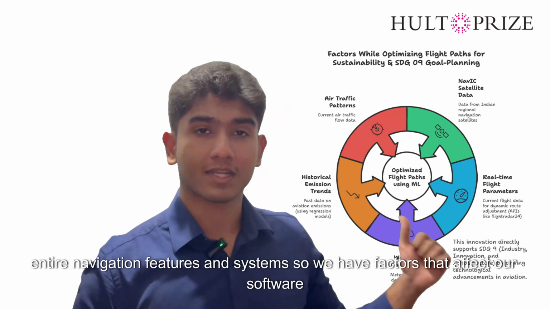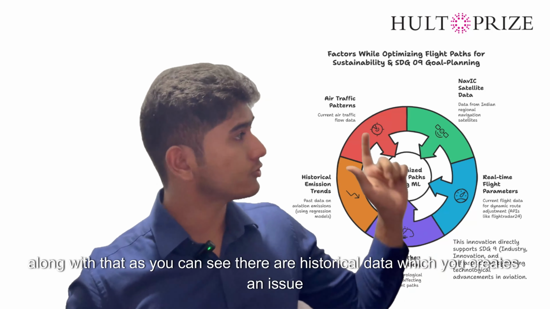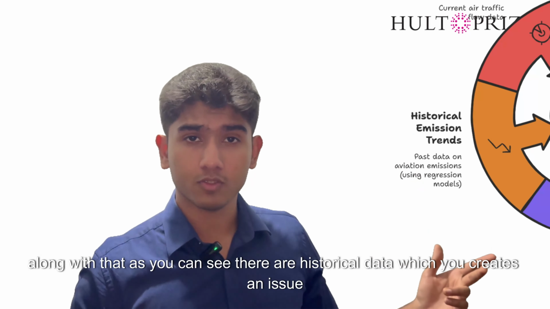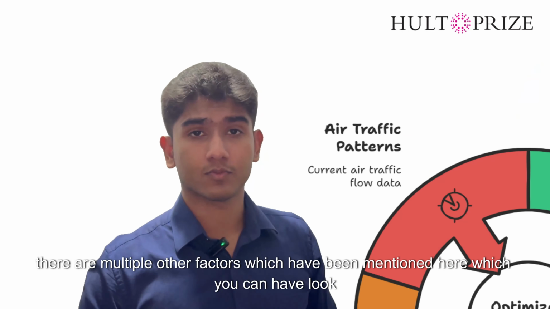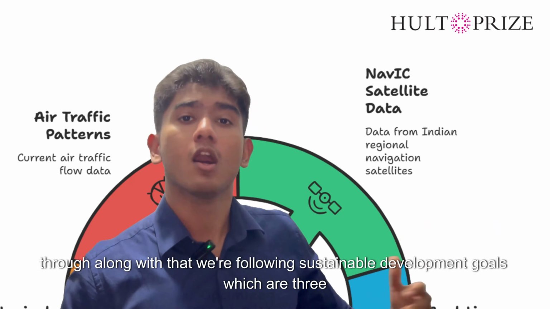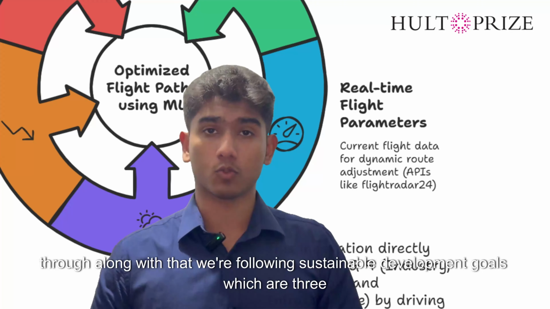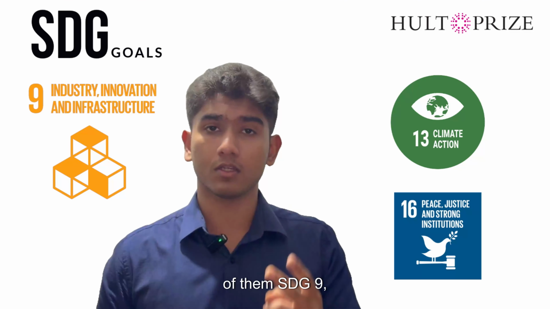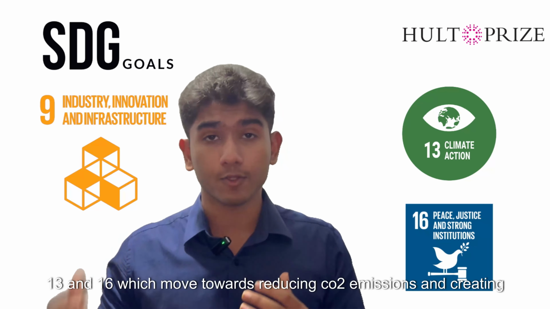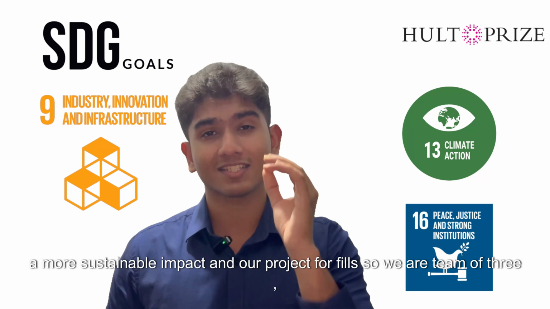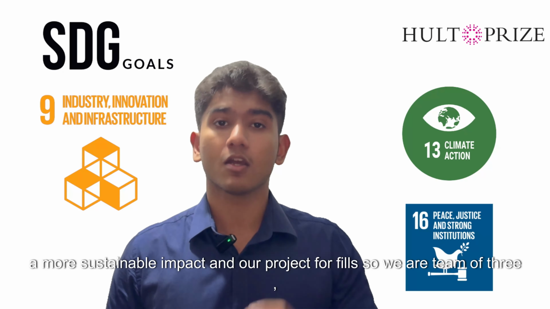So we have our factors that affect our software. Along with that, as you can see, there are historical data which creates an issue. There are multiple other factors which have been mentioned here which you can have a look through. Along with that, we're following sustainable development goals. These are three of them: SDG 9, 13 and 16, which move towards reducing CO2 emissions and creating a more sustainable impact, and our project fulfills it.